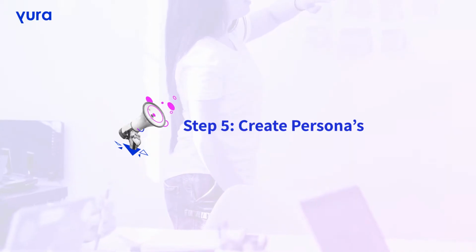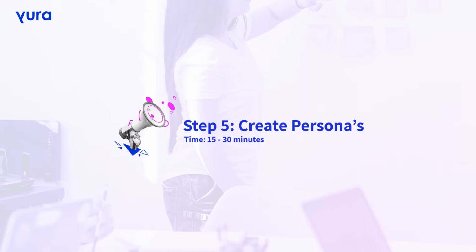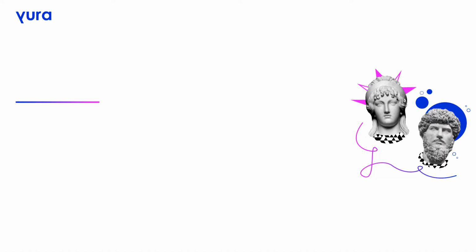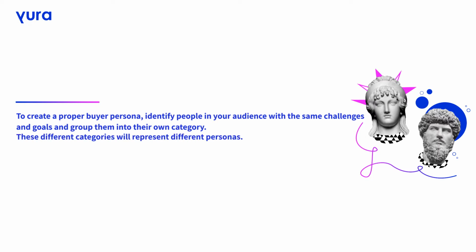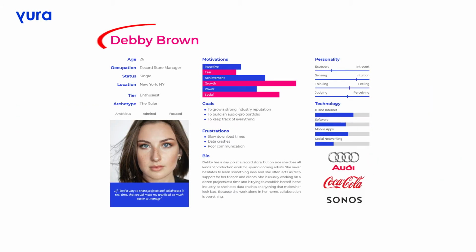Step number 5 is creating your actual buyer personas, and you can set the alarm clock for 15 to 30 minutes depending on how well your group and your participants actually know your market, your target audience, and their problems. To create a proper buyer persona, identify people in your audience with the same challenges and goals and group them into their own category. These different categories will represent different personas. And again, a persona is a fictional person with a name and all kinds of personal attributes, with a job, with a life, and we'll dive into that in a minute.